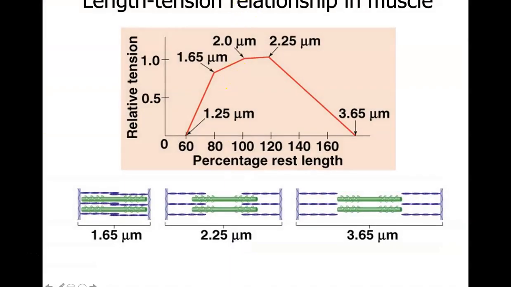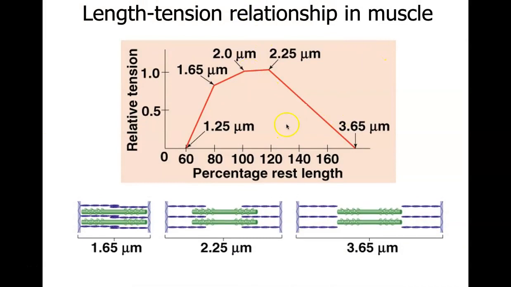Okay. So here's something about this length-tension relationship in muscle. When we look at percentage of rest length, you get maximum tension between 100 and 120% of rest length. From 60%, relative tension increases as percentage of rest length increases, but past 120% or so, that relative tension comes back down again too. So being much longer is not going to be good for tension.